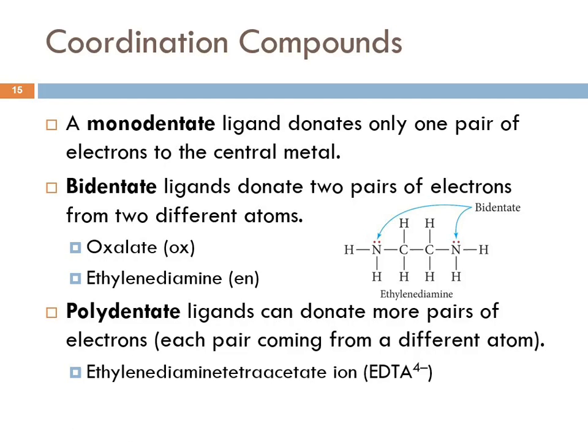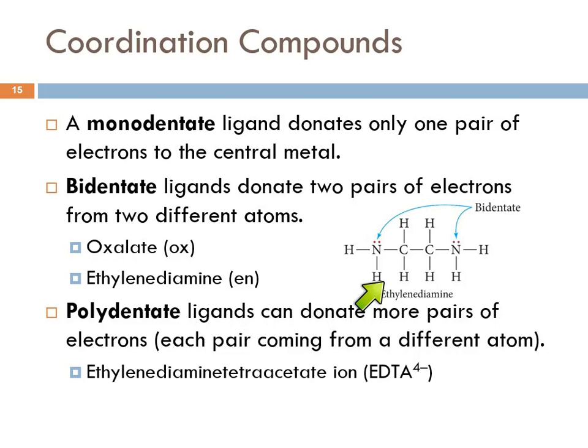There are different kinds of ligands: monodentate, bidentate, polydentate. And this has to do with how many pairs of electrons they donate. How many coordinate covalent bonds does one ligand form with the metal ion? So monodentate forms only one bond, donates one pair of electrons. A bidentate ligand donates two pairs of electrons. Each pair of electrons comes from a different atom.